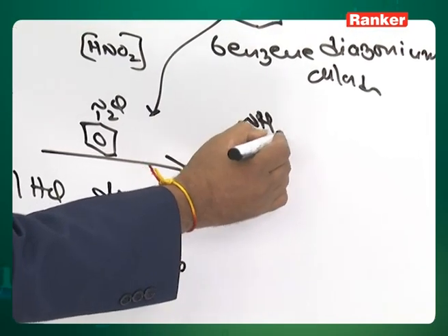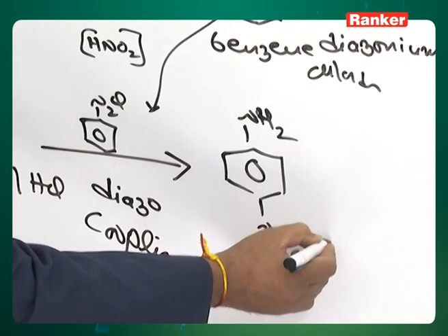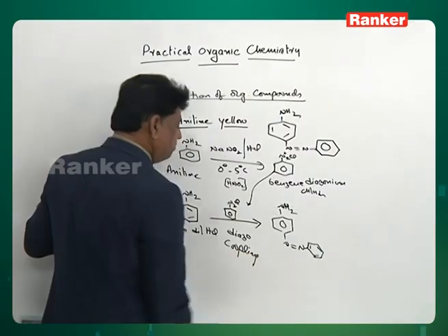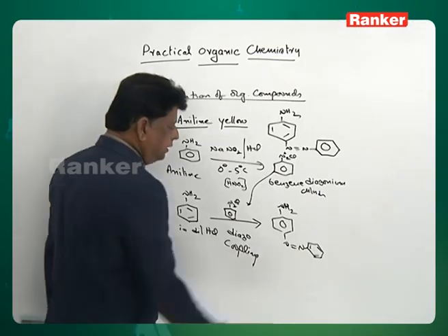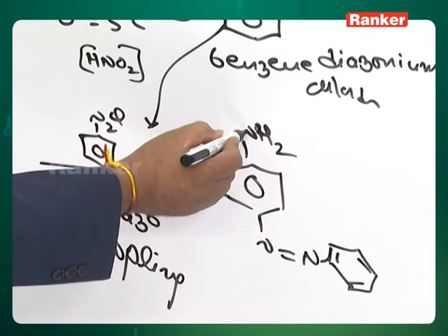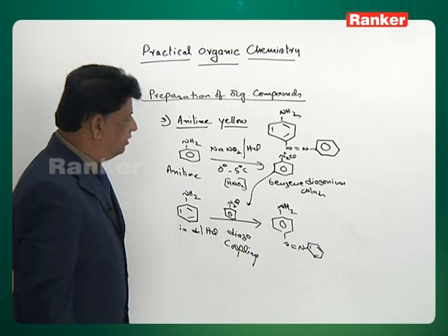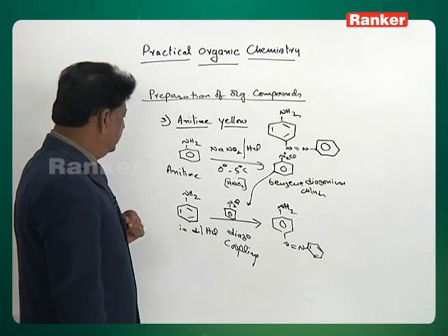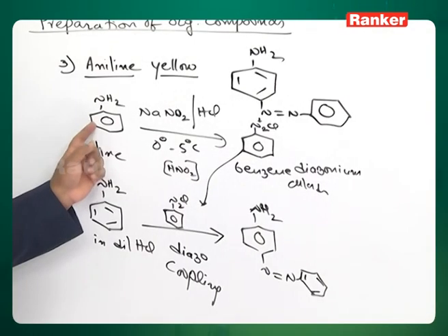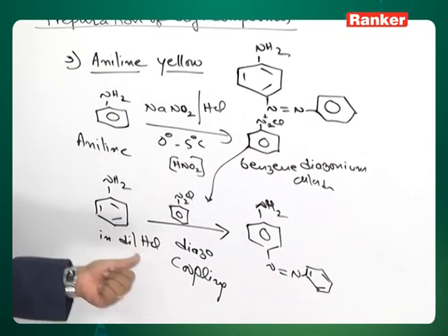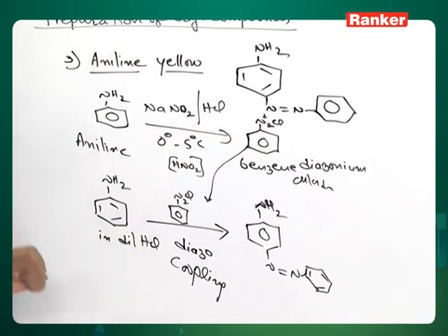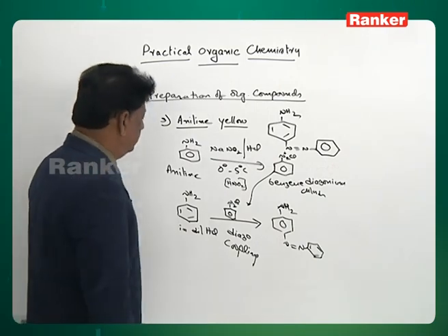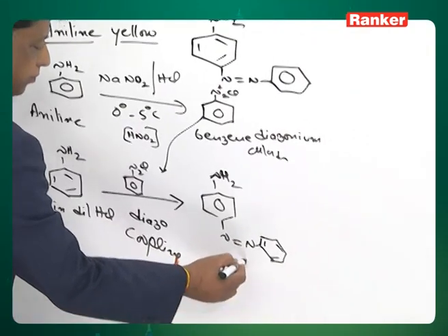NH2 will be there, N double bond N with the benzene. You can write the benzene ring or the 3 separate double bonds. This compound is known as aniline yellow. It has a reddish yellow color and has some commercial applications. Where is it prepared from? Aniline is diazotized, then added to another aniline in dilute HCl. This coupled product is known as aniline yellow.